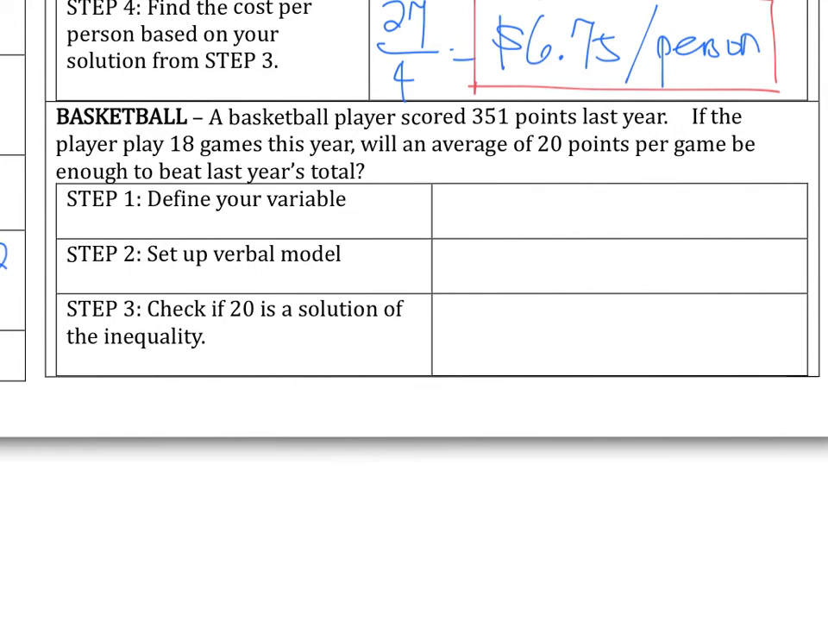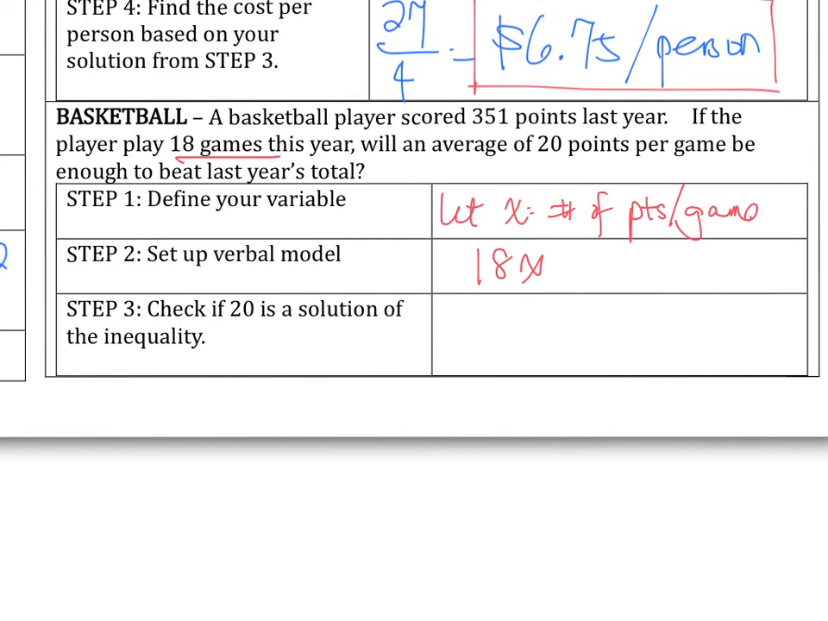Basketball. A basketball player scored 351 points last year. If the player plays 18 games this year, will an average of 20 points per game be enough to beat last year's total? Let's define your variable. Let x equal the number of points per game. So this player is going to play 18 games this year. 18 times x would give you the total number of points.